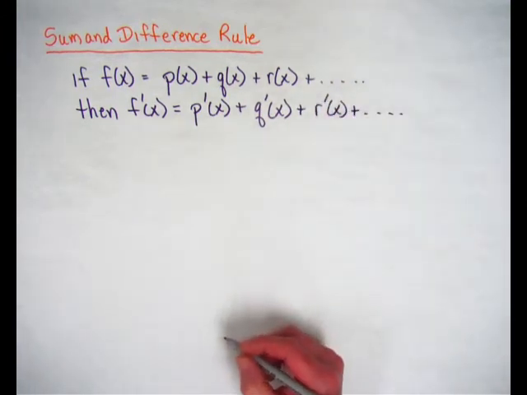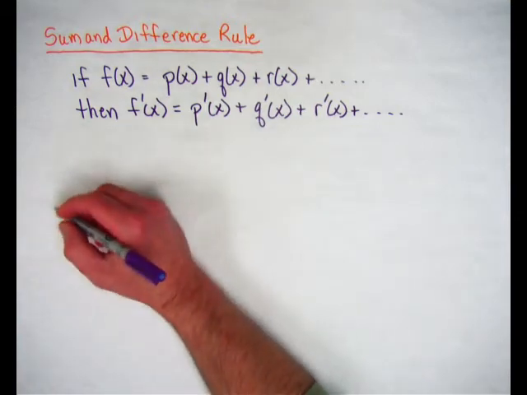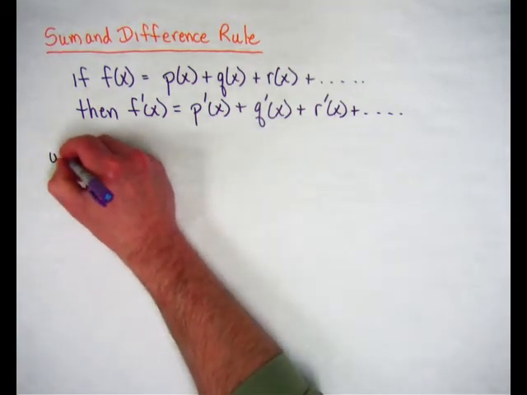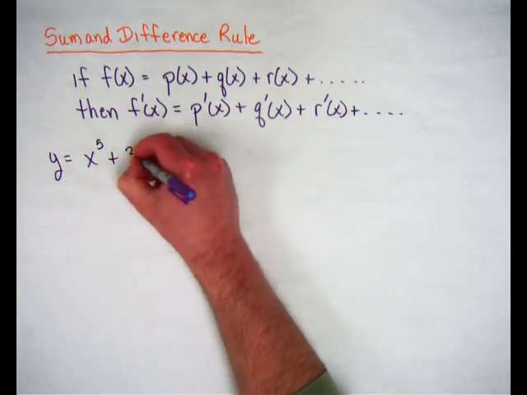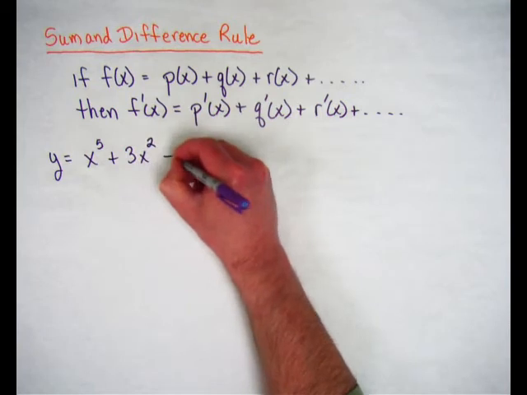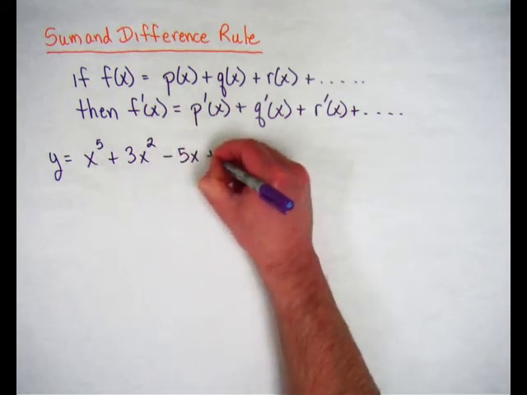Now it seems like these are a lot of rules. I mean, I just showed you 4 or 5 rules, but putting them all together, we can show this in one example. If I gave you y equals x to the fifth plus 3x squared minus 5x plus 2.